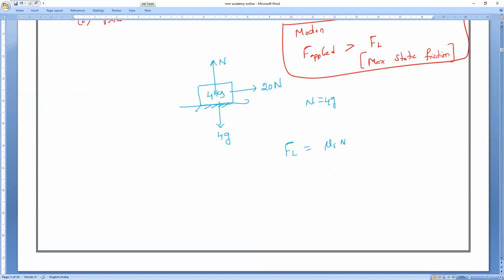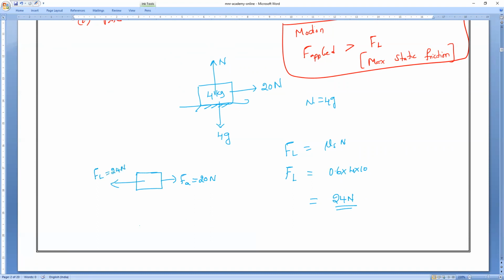How much is it? Make it quick. So F limiting is equal to mu s value 0.6 into N value 4 into 10, which is equal to 24. How many newtons? All of you. 24 newtons. Okay, now all of you observe: F applied is equal to 20 newtons and F limiting is equal to 24 newtons.